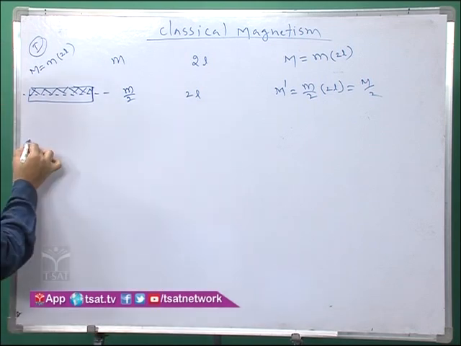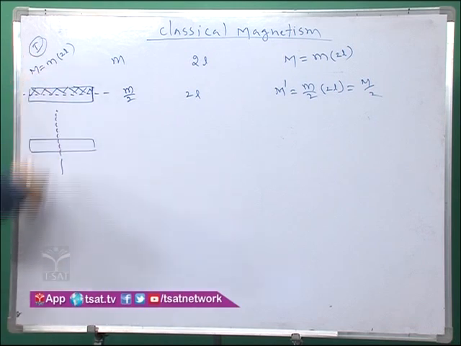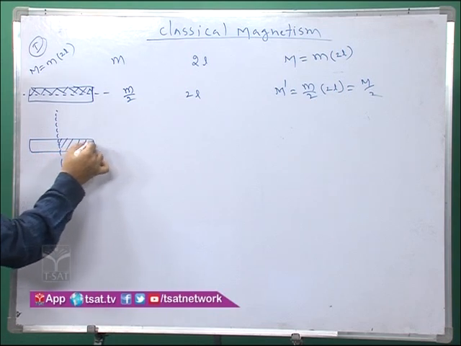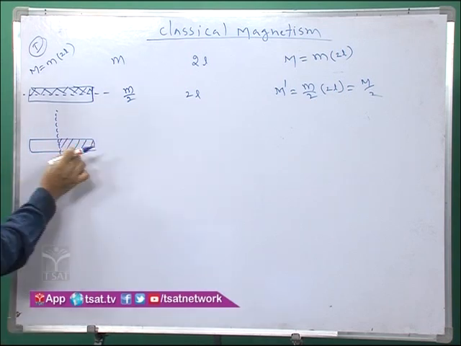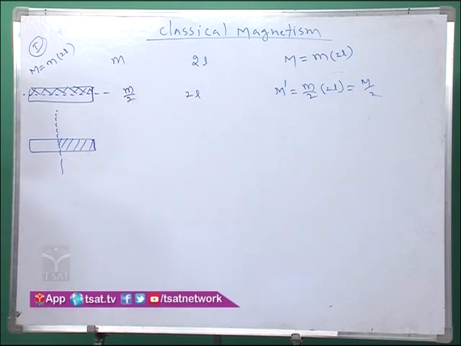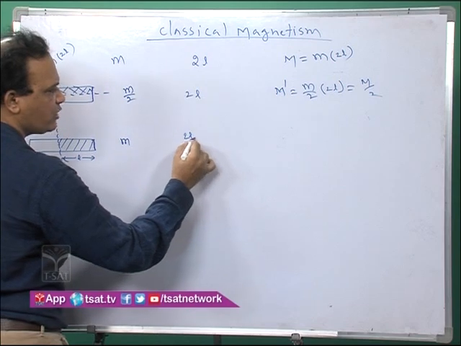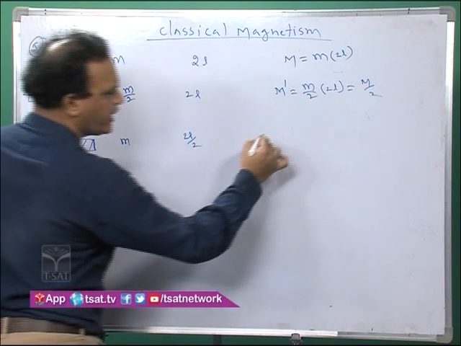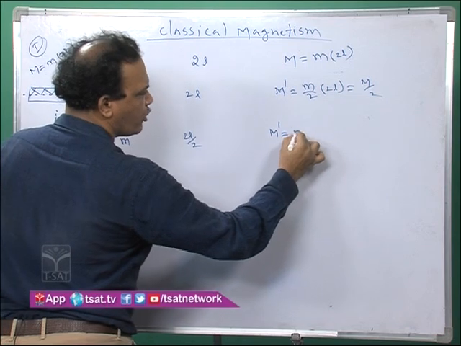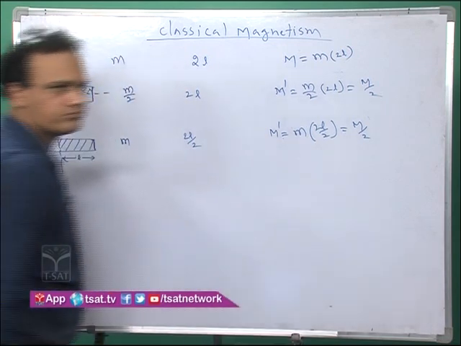Next one: suppose a bar magnet is cut along its perpendicular length into two equal parts, then what is this part's magnetic moment? In this case the pole strength remains constant, but the magnetic length is halved. Magnetic length is half means 2L by 2. Its new magnetic moment is equal to pole strength into 2L by 2. So magnetic moment is M by 2.